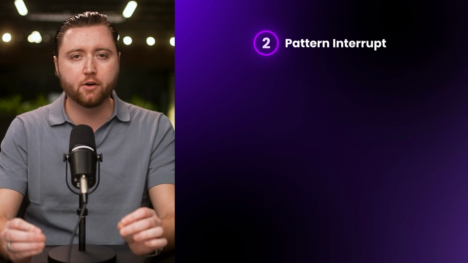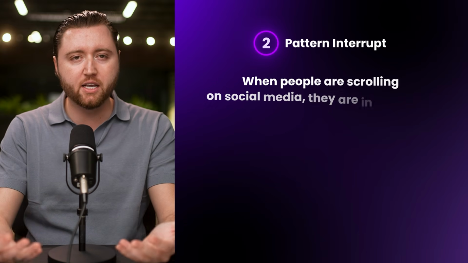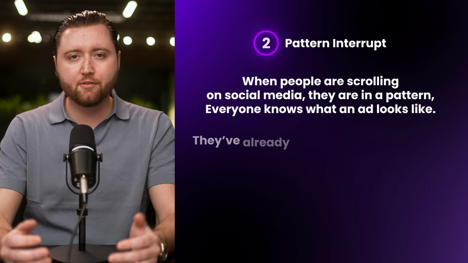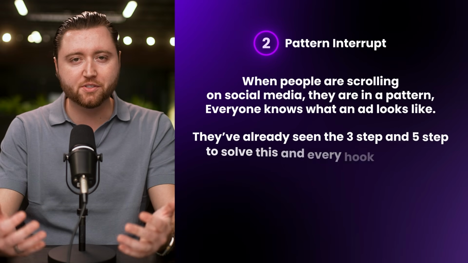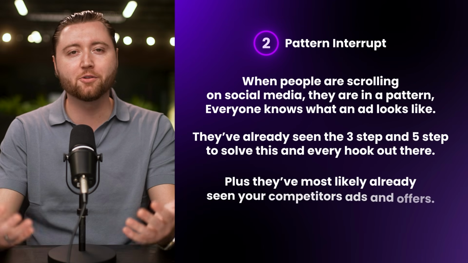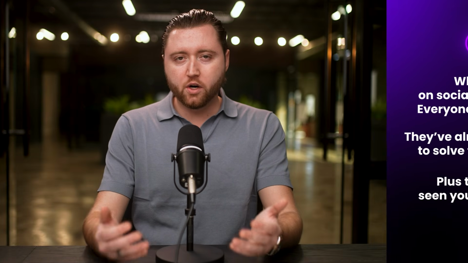And the second framework that I use is what's called a pattern interrupt. When people are scrolling on social media, they're in a pattern. Everyone knows what an ad looks like. They've already seen the last 3-step, 5-step to solve this and every hook out there. Plus, they've most likely already seen your competitors' ads and offers. They know what is what. You have to be different to disrupt that pattern.